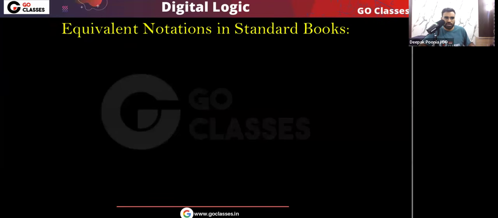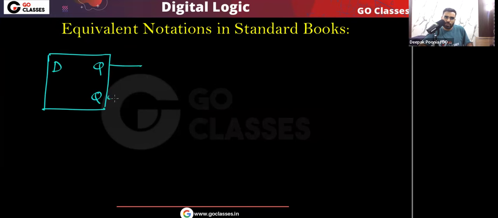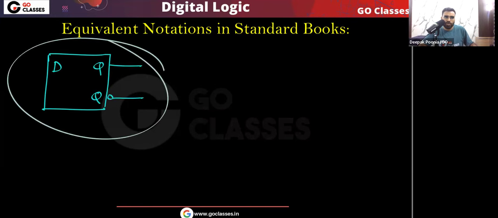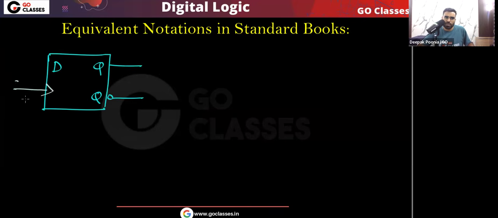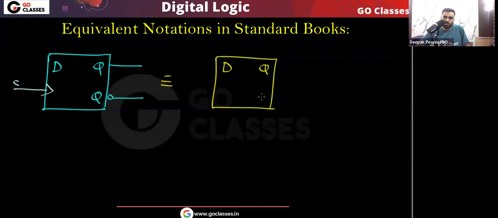So remember, there are some equivalent notations for flip flops in the standard books. For example, for the D flip flop, you can write Q here, then you can put a bubble here. There is no ambiguity here. Do you agree with me? Very good. Now equivalently, I can also write D, then Q here and Q complement here, and then I can write like this. Again, there is no ambiguity. Agree? Very good.